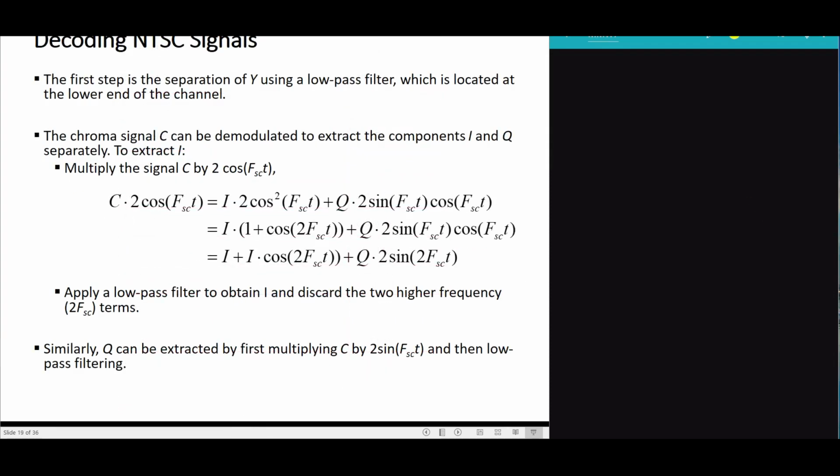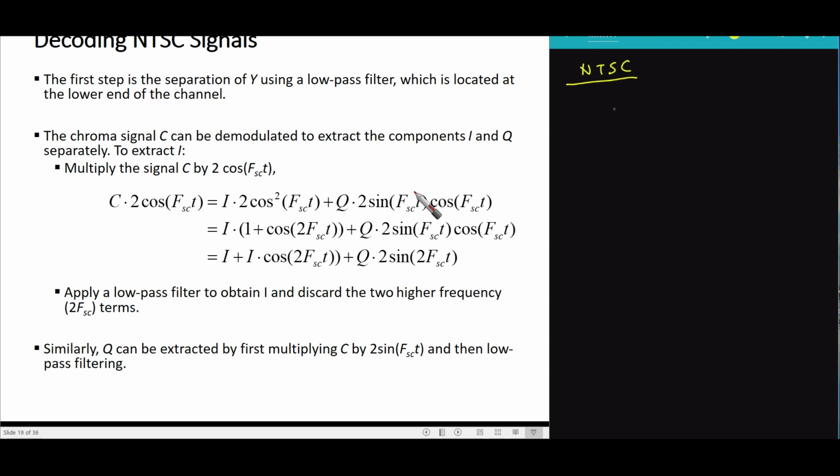Okay, now let's talk about how we can decode the NTSC signal. How to decode the NTSC signal. What does decode mean? Decode means we want to receive, we want to find out the signal that we transmitted.